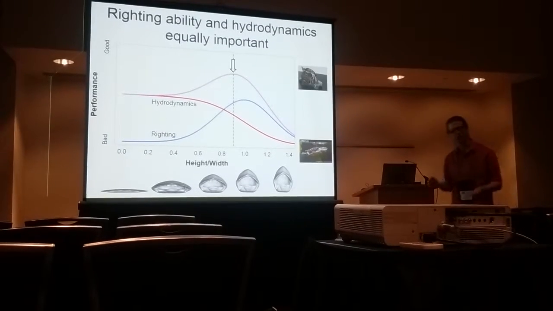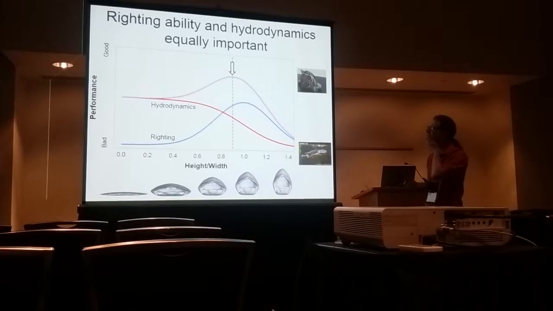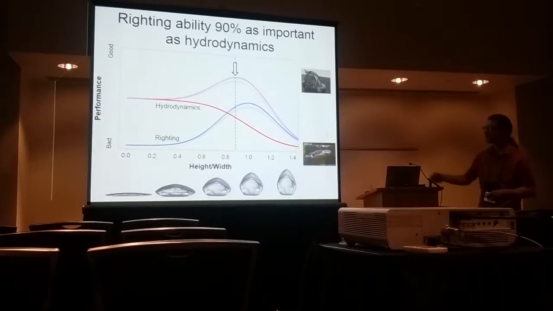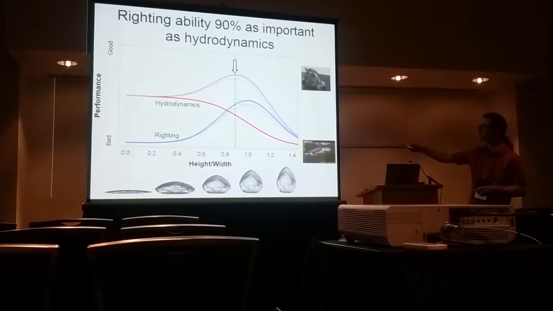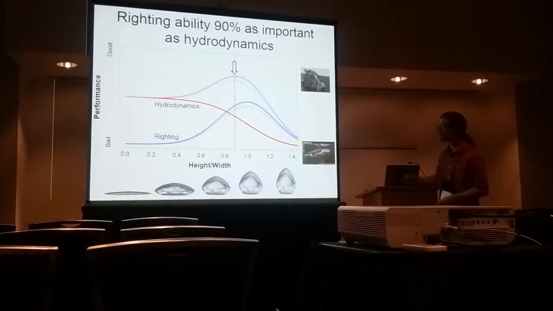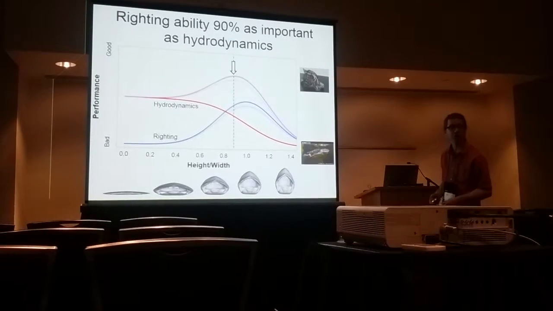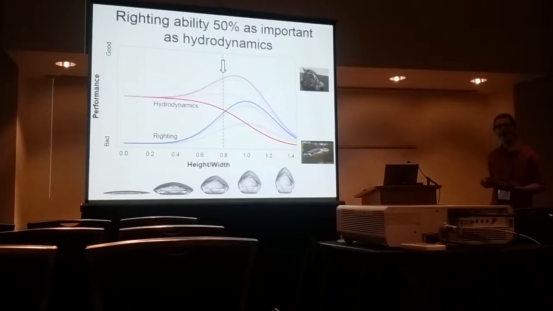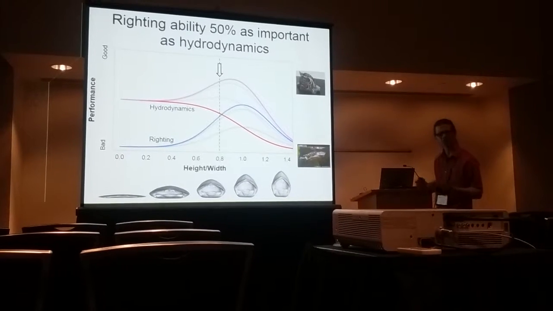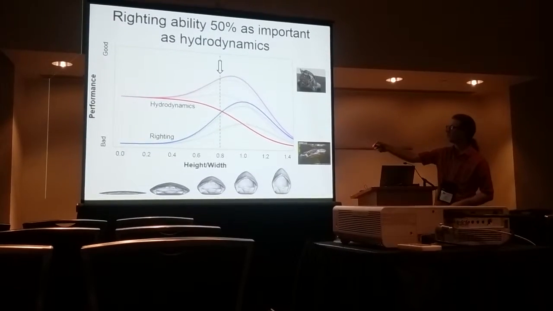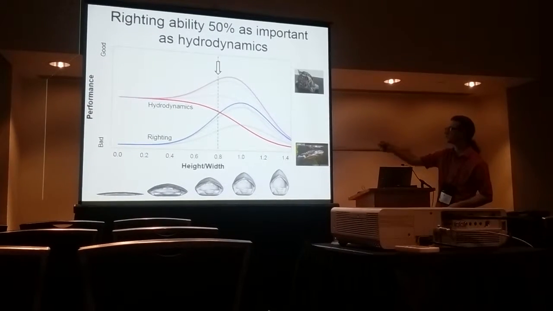Now you may have some ecological information about your taxa. Maybe you think, no, wriggling isn't as important. Maybe it's only about 90% as important as hydrodynamics. So you can weight it at 0.9 relative to hydrodynamics, and you get a little shift in the peak of this new adaptive surface. Maybe writing ability is only half as important as hydrodynamics. Maybe these turtles don't come onto land that often. You get another shift of the peak in this adaptive relationship right here.